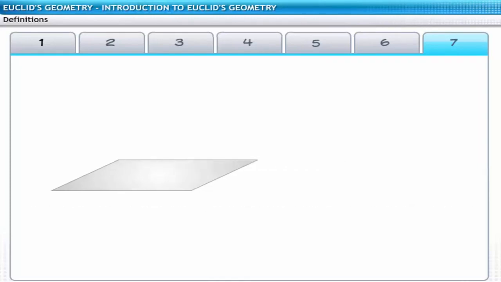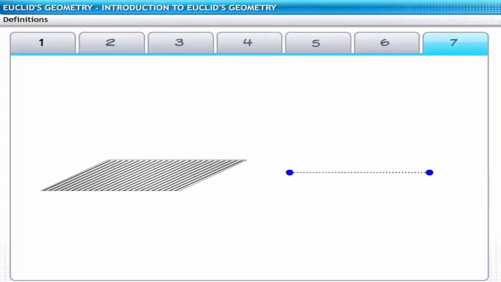To understand this definition better, let us recall the idea of the fourth definition. A line lies evenly with the points on it. Similarly, we can understand that a plane surface is formed by evenly spaced lines which are very close to each other.